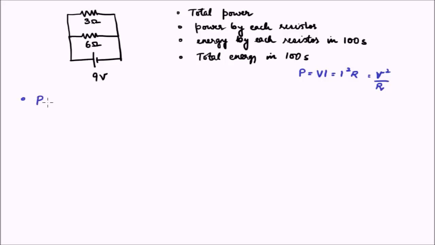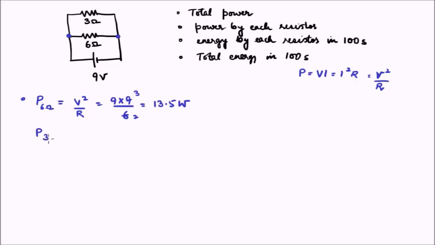So power through the 6 ohm resistor will be V square upon R. V is the potential difference across that resistor, which is the same as the battery potential difference, that is the terminal voltage, because they are in parallel. That turns out to be 9 times 9 upon the resistance, which is 6. 3, 27 by 2, that is 13.5 watt. This is my power through the first resistor.